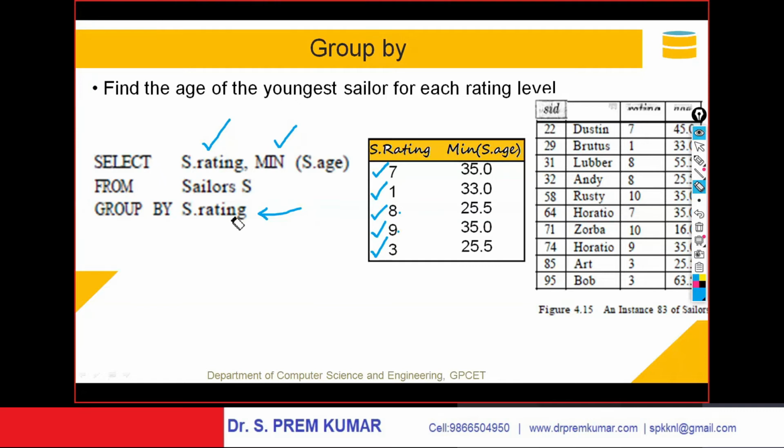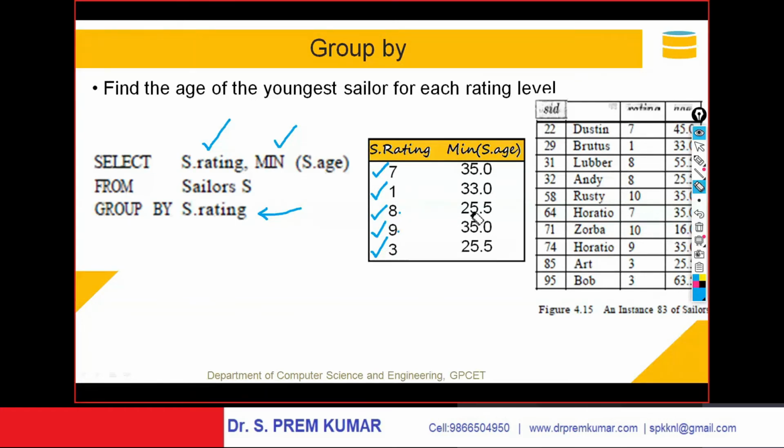When I use group by rating, the 7s are grouped together, and from this the minimum is picked up. For rating 1, there is only one, and it is 33.0. The 8s form one group, the common 8 becomes one group, and the minimum is 25.